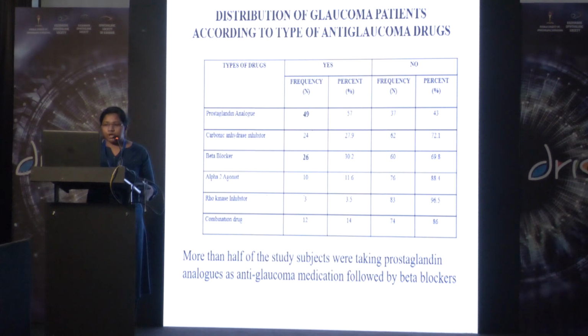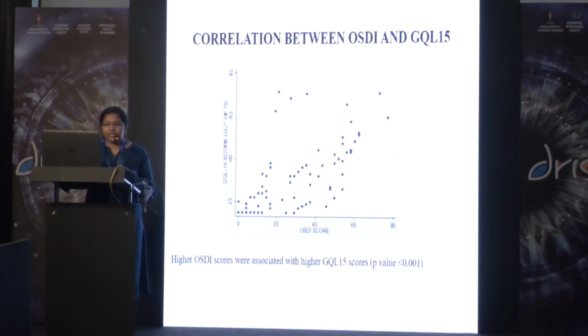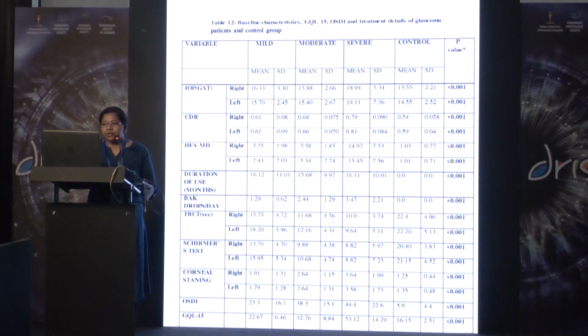In the distribution of glaucoma patients according to the anti-glaucoma medicine, approximately 50% were on prostaglandin analogs, followed by beta blockers. Regarding correlation between OSDI and GQL15, there was a high and strong positive correlation between both, suggesting a poorer quality of life. And these were the parameters that were considered in the study. IOP, cup disc ratio, mean deviation all increased as the disease progressed. Duration of use and drops per day were also more in severe cases of glaucoma.